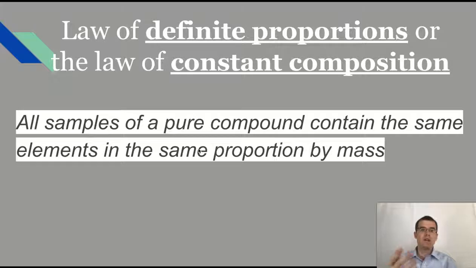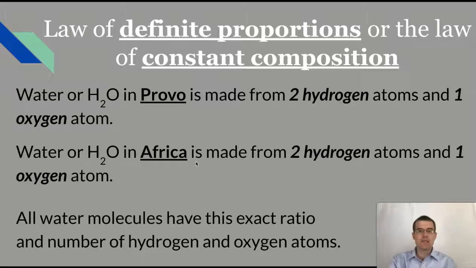So here's a law called the law of definite proportions, or the law of constant composition. It's two names for the same law. The definition says all samples of a pure compound contain the same elements in the same proportion by mass. So what does this mean?